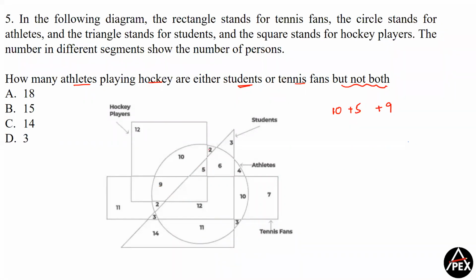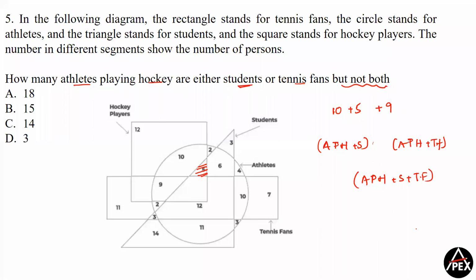What is that region? How many students do we have? 5. Perfect. This region is common between athletes playing hockey and students. So I will divide this into athletes playing hockey plus students, or athletes playing hockey plus tennis fans.